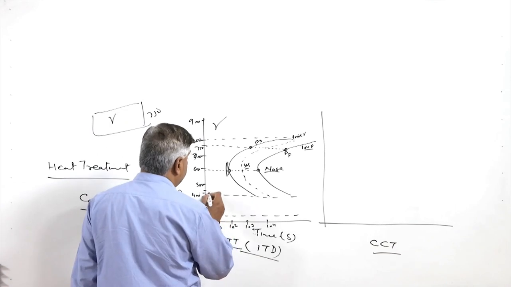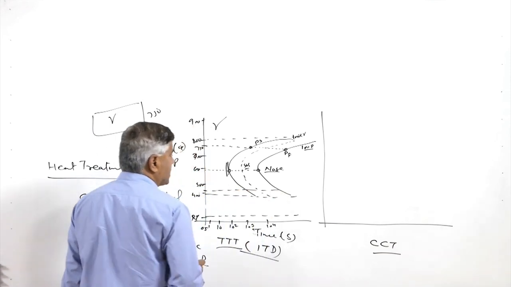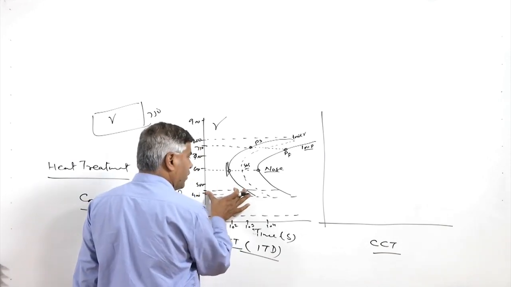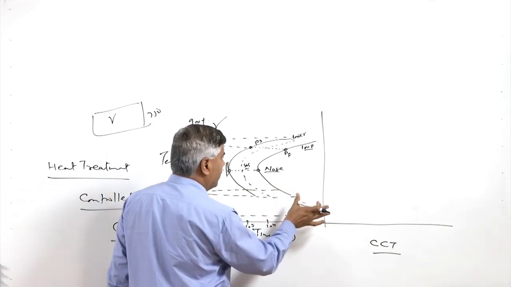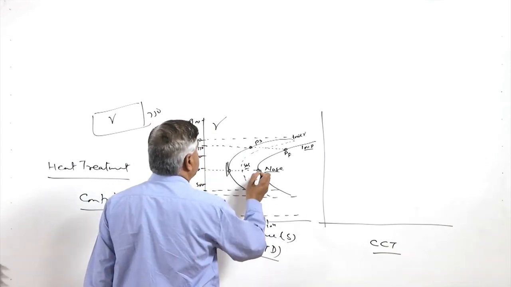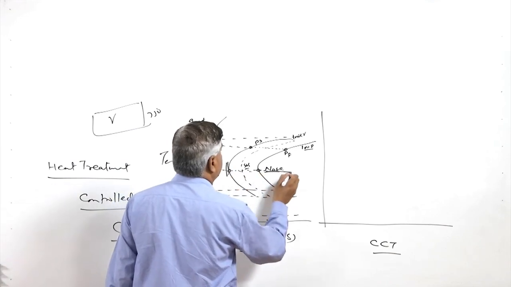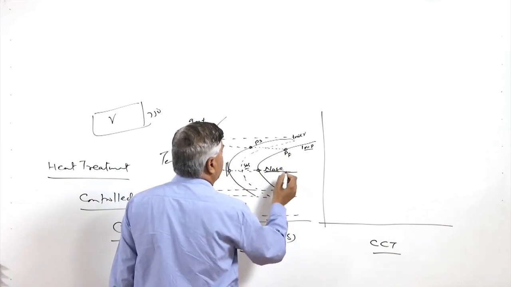And below this, if we further go to lower temperatures, the transformation will start after a further longer period, and then it will take a further longer period to form the different phases. So, corresponding to this diagram, up to this nose temperature, what we get basically is pearlite.